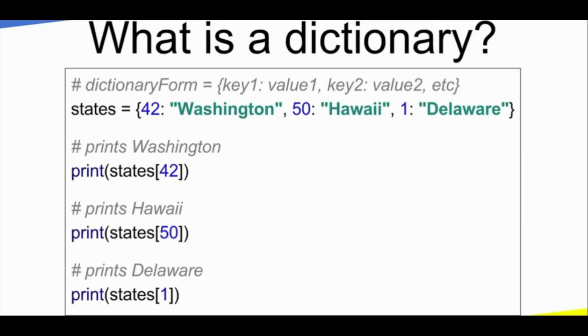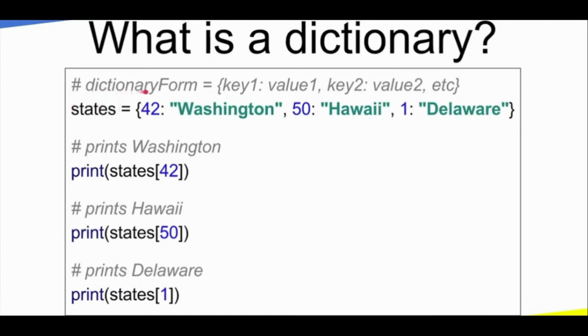Here we have to first state the key, the first portion. Like in states, you can see 42 is the key, and Washington is the value of that key. Similarly, going further, all these are stored in states, stored similar to a list.